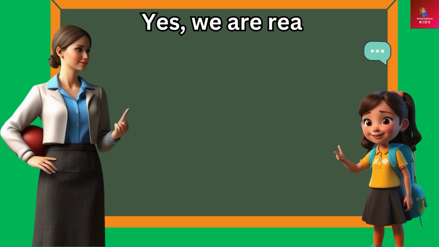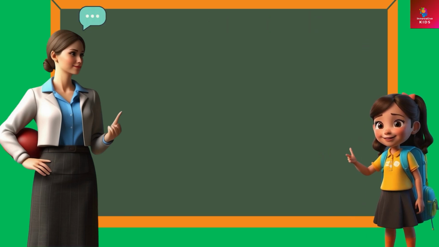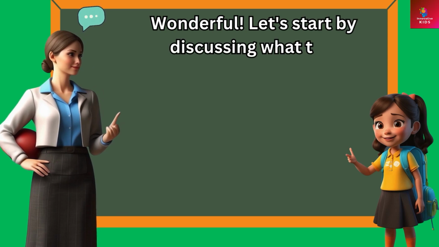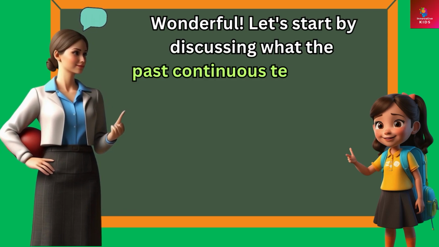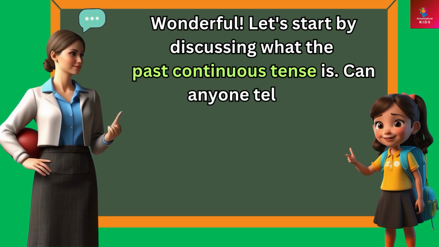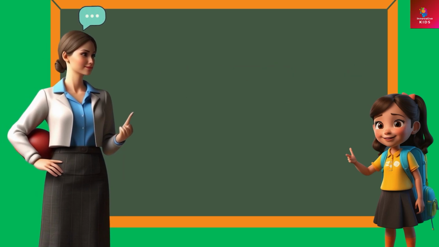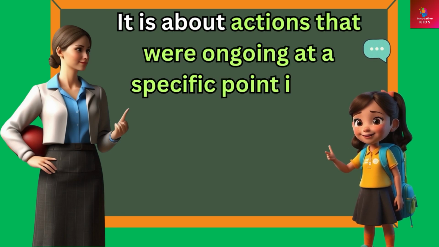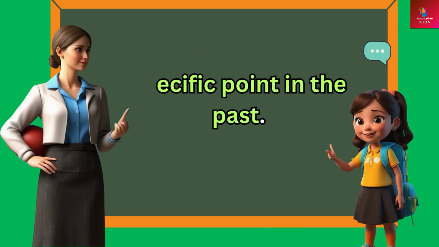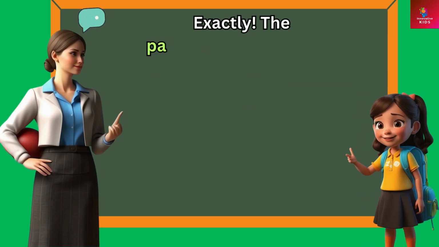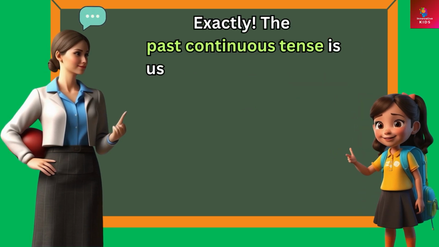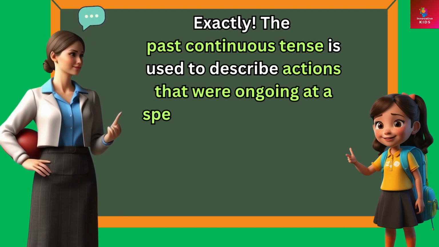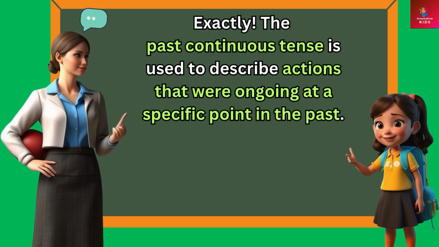Yes, we are ready. Wonderful. Let's start by discussing what the past continuous tense is. Can anyone tell me? It is about actions that were ongoing at a specific point in the past. Exactly. The past continuous tense is used to describe actions that were ongoing at a specific point in the past.